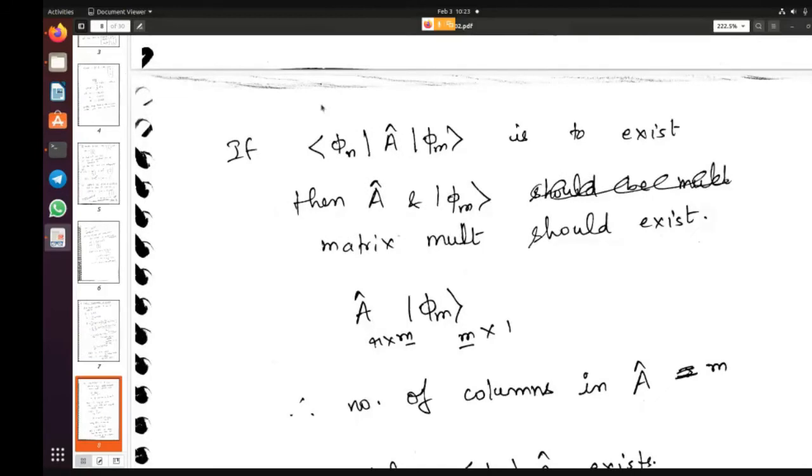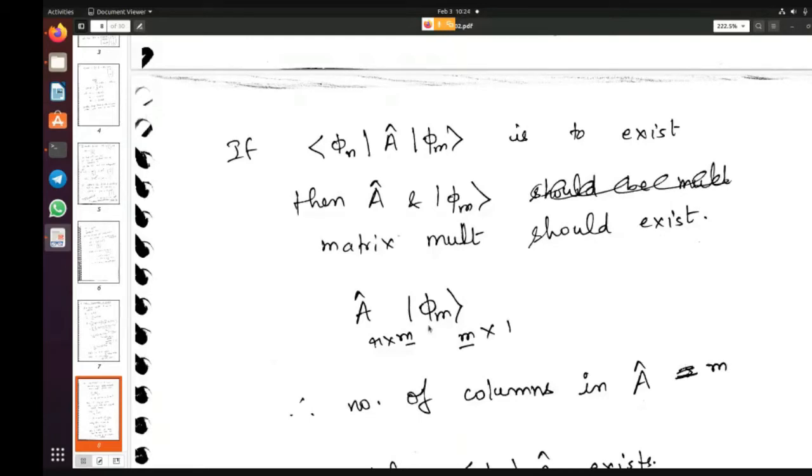If this product, this is not called an expectation value, but let's call it the A n m component of A. If A n m is to exist, then the matrix multiplication of A and phi m should exist. So this can only exist if you are able to multiply the operator A with the ket phi m. Otherwise, it won't exist. And for that to happen, the number of columns in A and the number of rows in phi m should be equal.